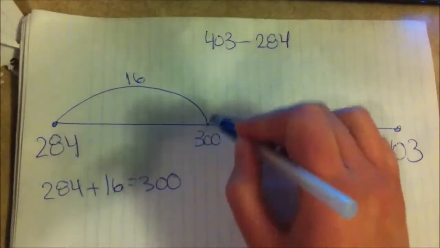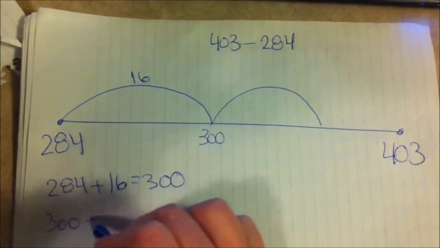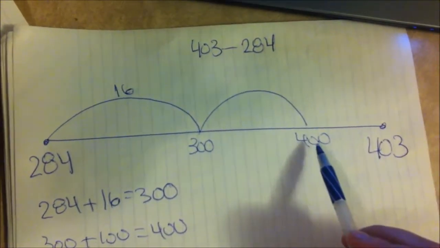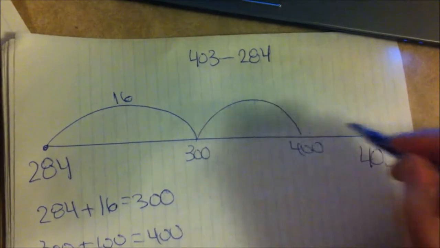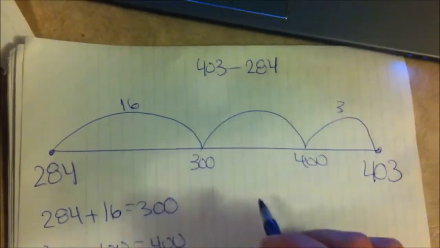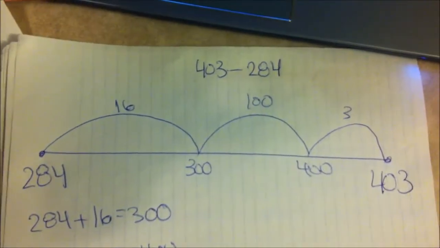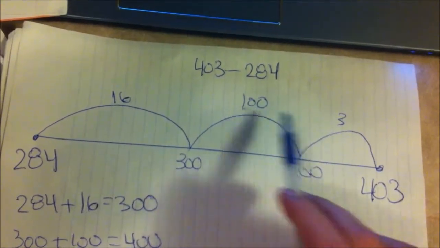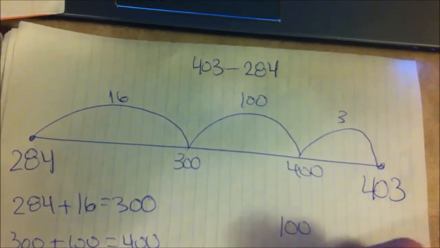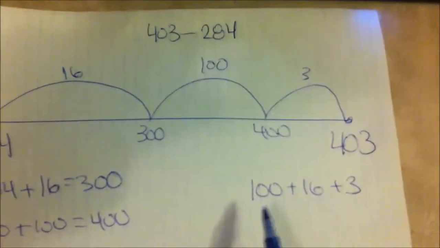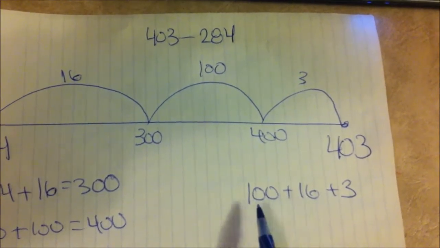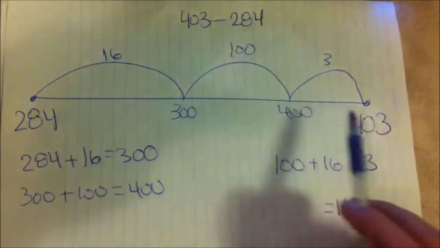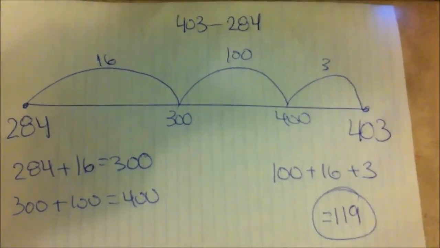Next, let's jump ahead 100, because 300 plus 100 equals 400. Finally, we'll jump ahead 3, because 400 plus 3 equals 403. Oops, I forgot to put 100 there. The final step is to add all the numbers together that we jumped on the number line. So we'll add 16 plus 100 plus 3. 100 plus 16 is 116. And then 116 plus 3 equals 119. So the difference between 284 and 403 is 119, which is the answer to our equation.